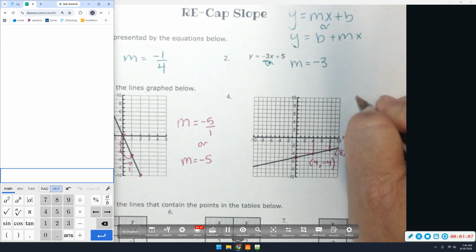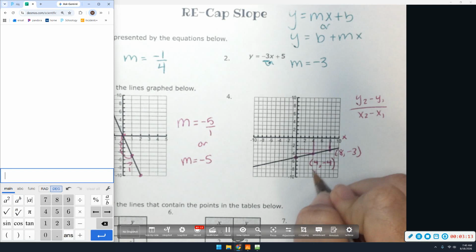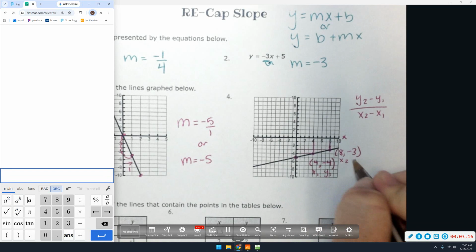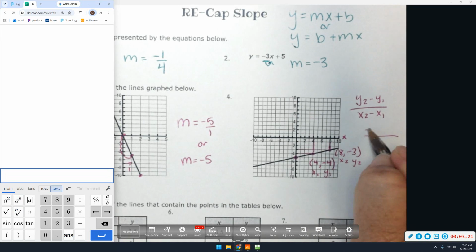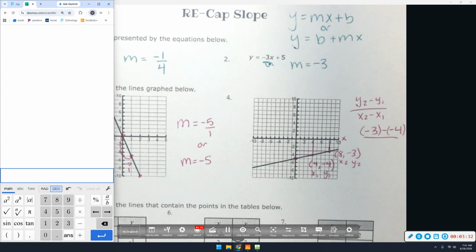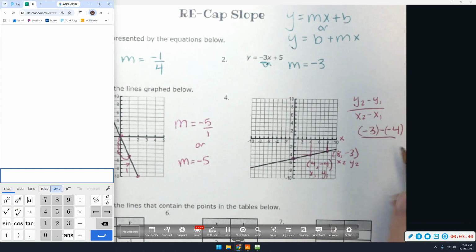So if we follow our y2 minus y1 over x2 minus x1, I'm going to label this one x1, y1, x2, y2. So my y2 is negative 3 minus my y1 is negative 4. We have to plug in both of those negatives. And a lot of times when we replace x and y, we can use parentheses. If you don't use parentheses, you'll still get the same answer. Just know you have to type this negative and this negative, or the minus and the negative. Okay, and then x2 is 8 minus x1 is 4.